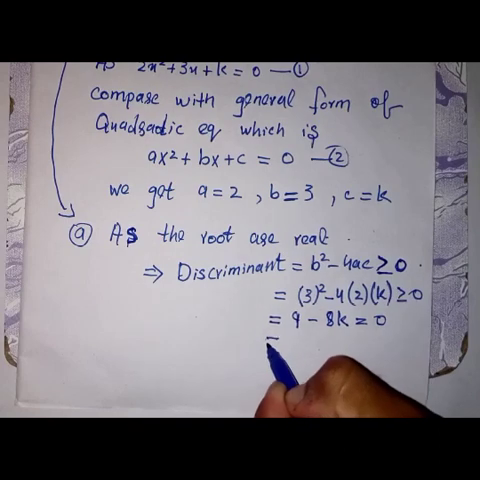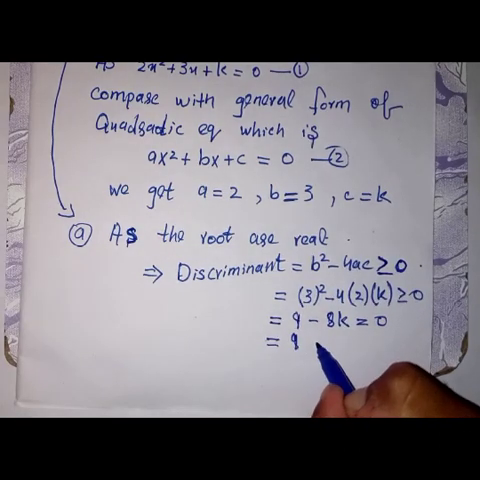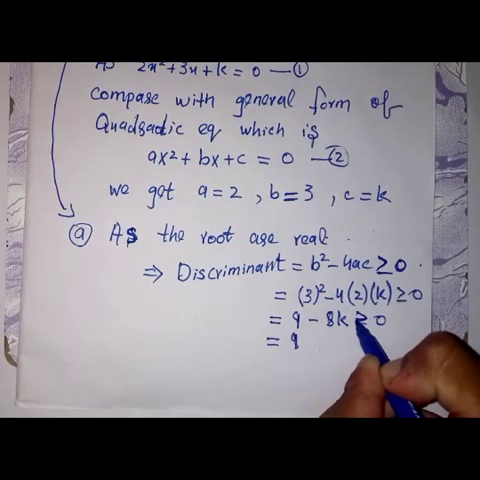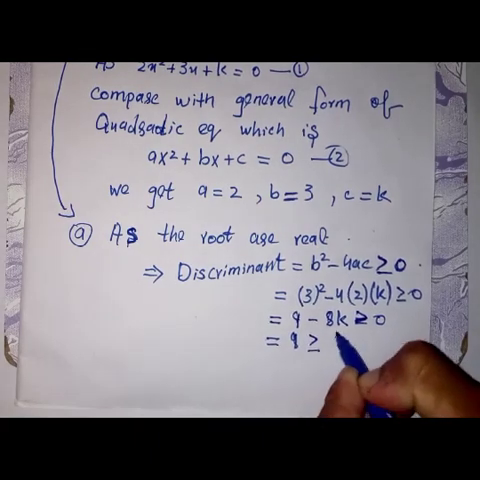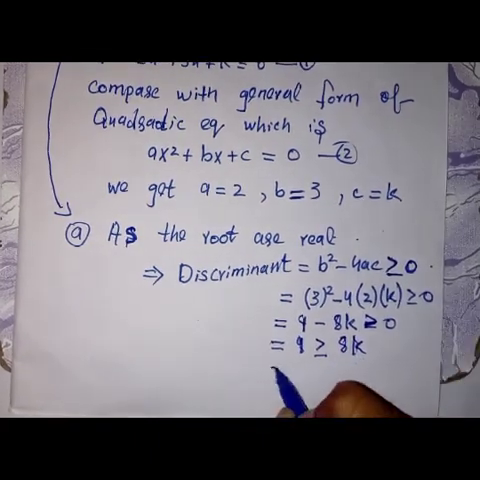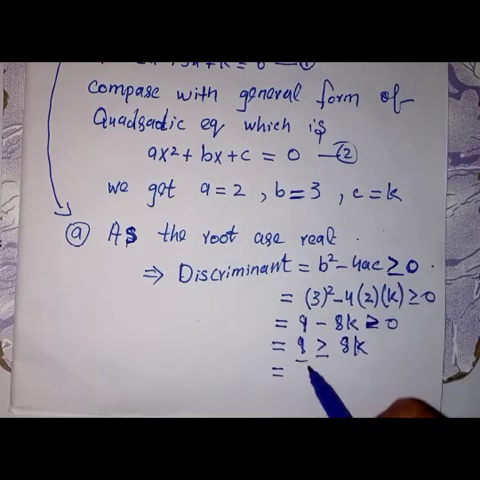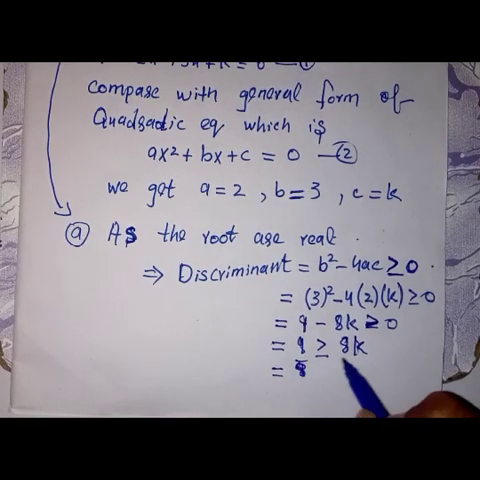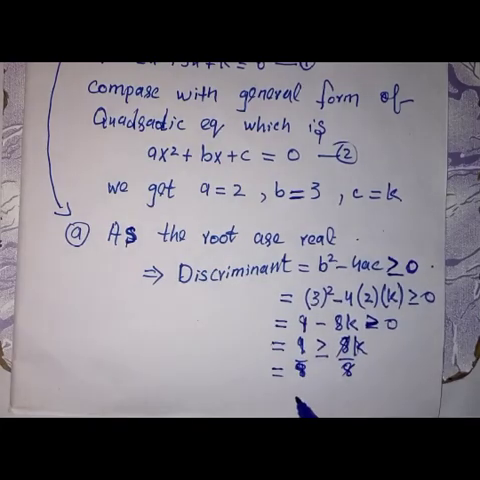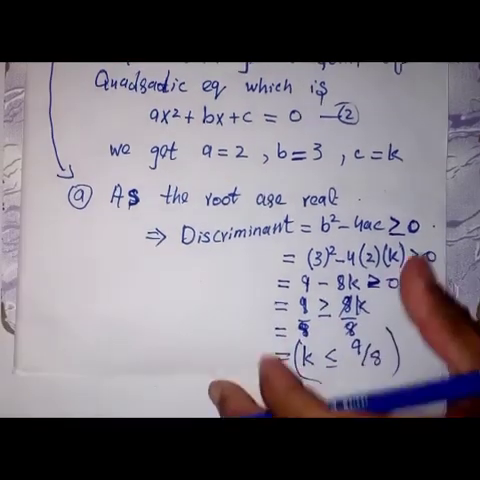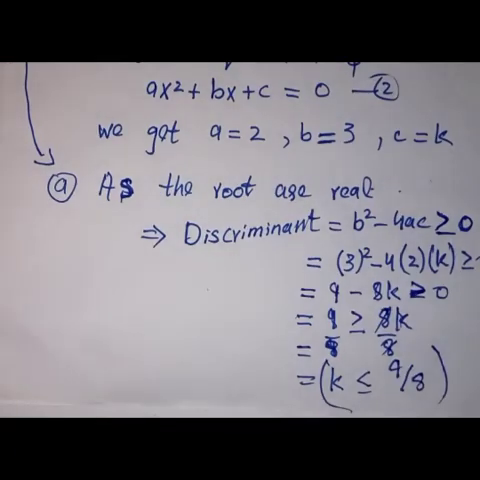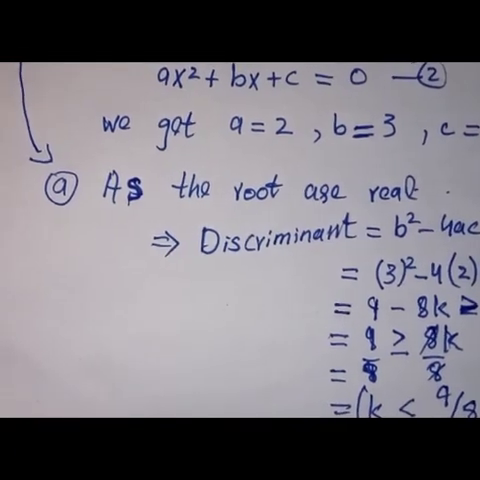Now we can add 8k on both sides, so we get 9 is greater than or equal to 8k. So we divide both sides by 8. So we get the values of k is less than or equal to 9 over 8. So this is the required solution if the discriminant is equal to or greater than 0.